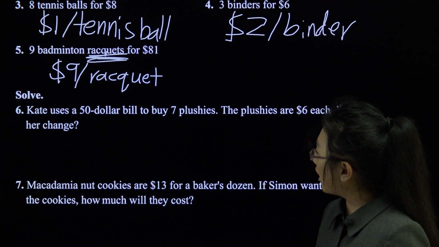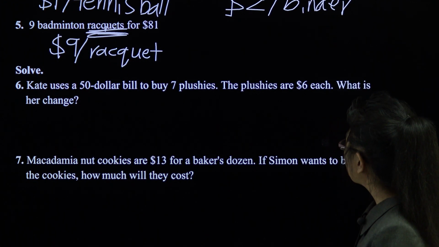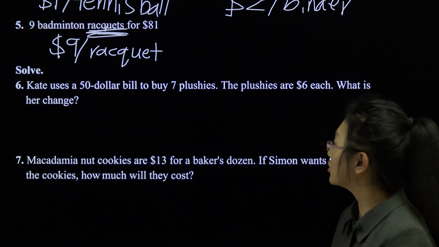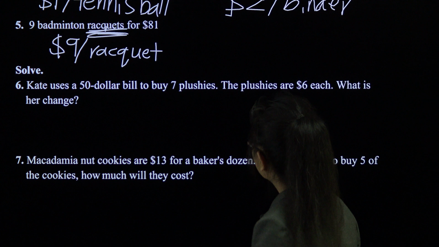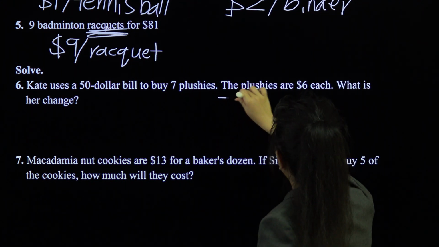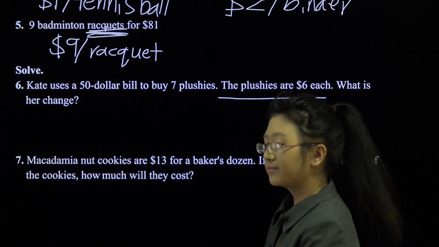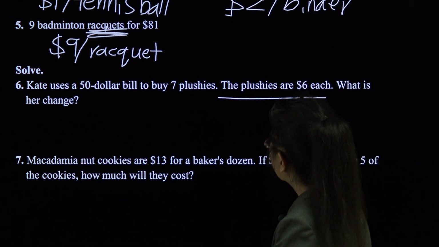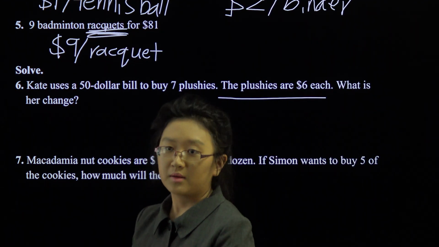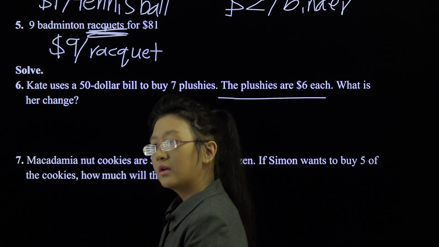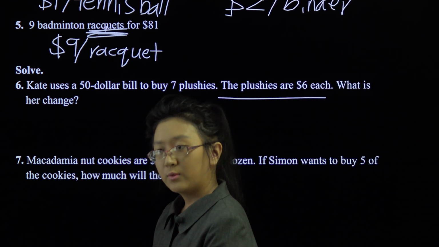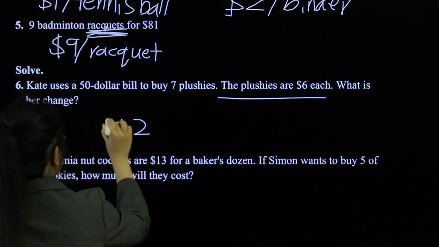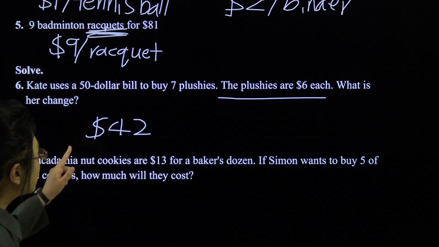Kate uses a $50 bill to buy 7 plushies. The plushies are $6 each. What is her change? So the unit cost is the plushies are $6 each. She wants to buy 7 plushies. Now what would the total cost be? 7 times $6, which is 7 times 6. And that's $42.